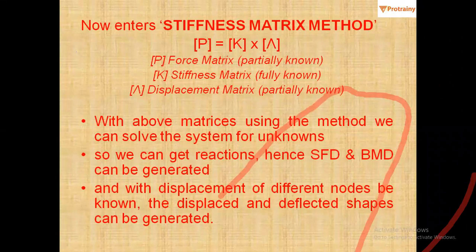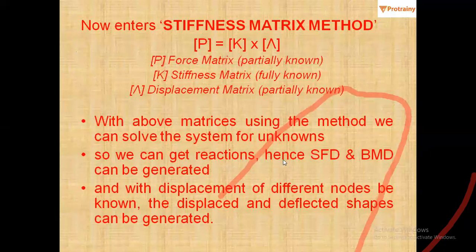ठीक है. What is fully known is stiffness matrix. Why it is fully known? Because इस पर मेरा पूरा control. Span is in my control. Modulus of elasticity मतलब material, choice of material is in my control, and section is in my control. So stiffness matrix is fully known matrix. Now with above matrices, using the method we can solve the system for unknowns. Okay, using stiffness matrix method.